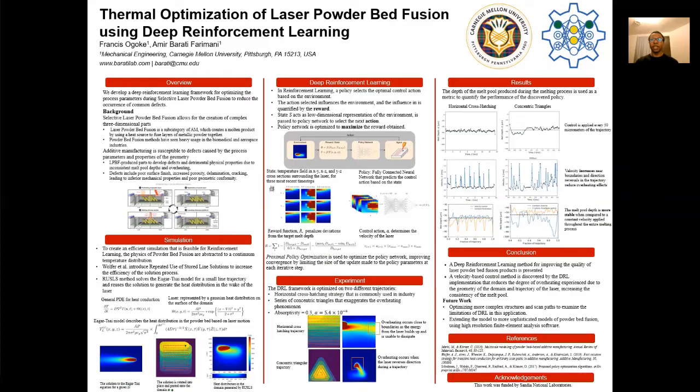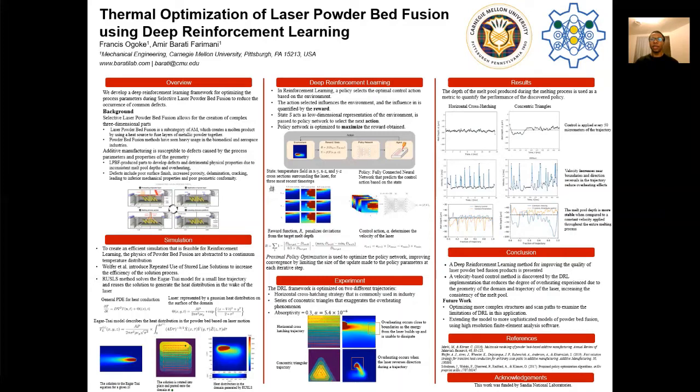So since RL is relatively sample heavy, we abstract the physics of laser powder bed fusion to just the continuum temperature distribution surrounding the laser. And this is modeled using the Eagar model, which is generated by using Green's function to solve the general heat conduction partial differential equation.